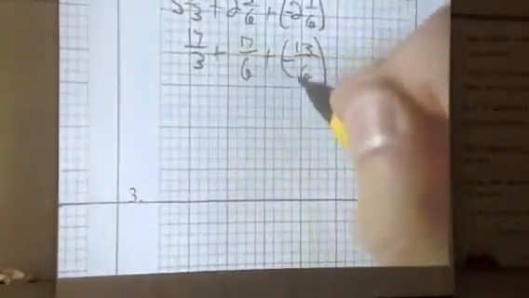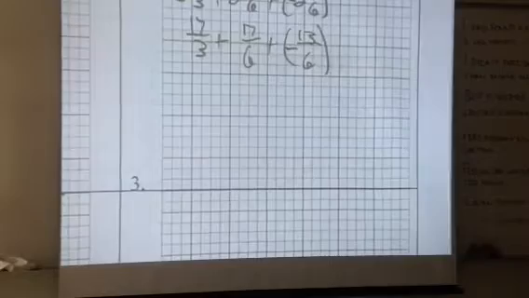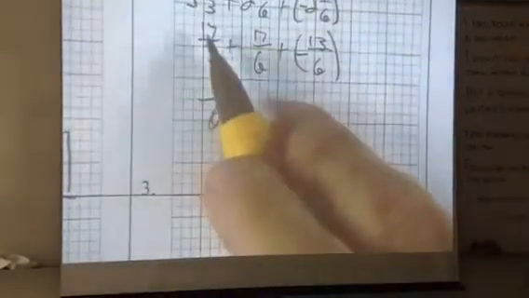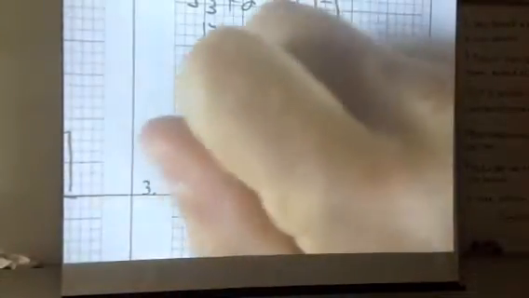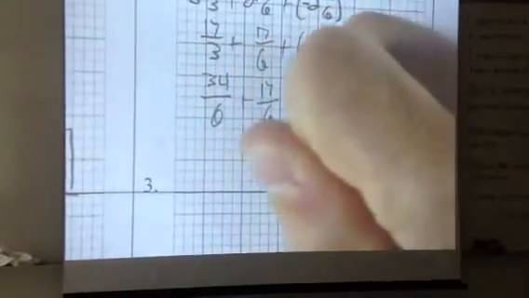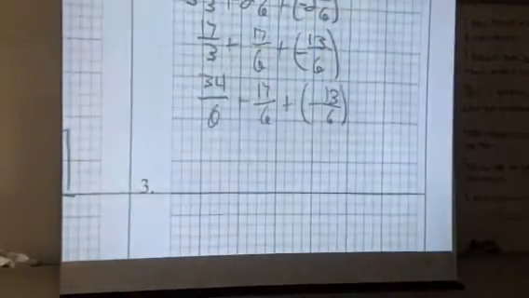I've got a 3, a 6, and a 6. So I'm looking for the greatest common denominator with 3 and 6. Well, that's going to be a 6 because 3 will go evenly into 6. So, to get from 3 to 6, I multiply by 2. So I need to multiply that 17 by 2. That gives me 34. 34/6 plus 17/6 plus a negative 13/6.